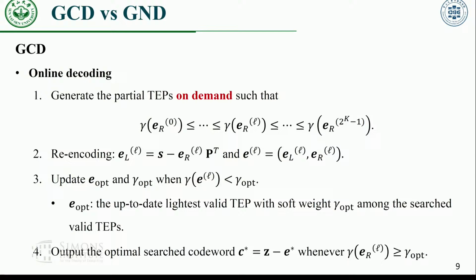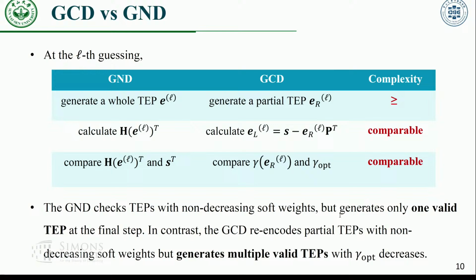So let's see the complexity. For GND, we first generate the whole TEP, whereas GCD generates a partial TEP. So the complexity is comparable. For GND, we need to calculate a multiplication, and for GCD, we need re-encoding. They are comparable. For GND, we need to check if the error pattern is valid or not. For GCD, we need to compare two real numbers. So they are also comparable.